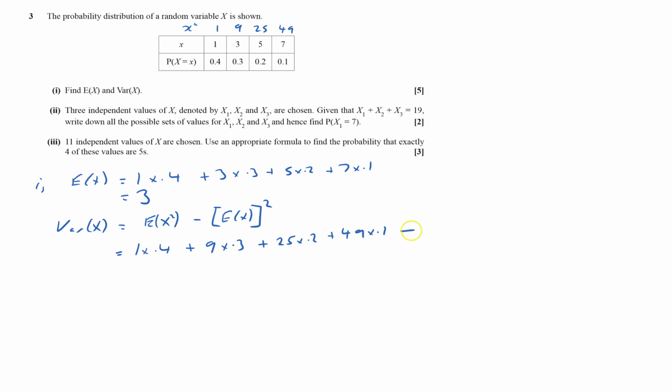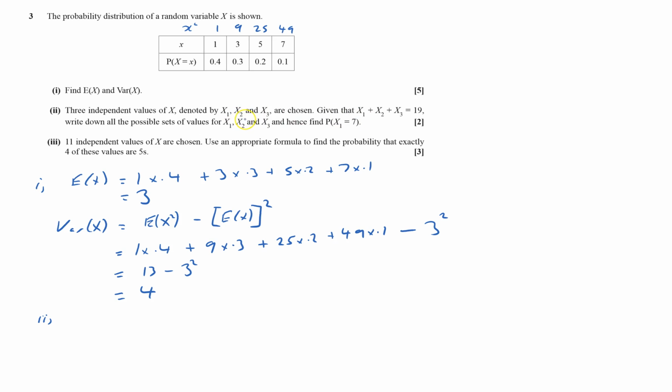That's the expectation of x squared minus the expectation of x, which I just worked out, which is 3 squared. That's 13 minus 3 squared, and that equals 4.